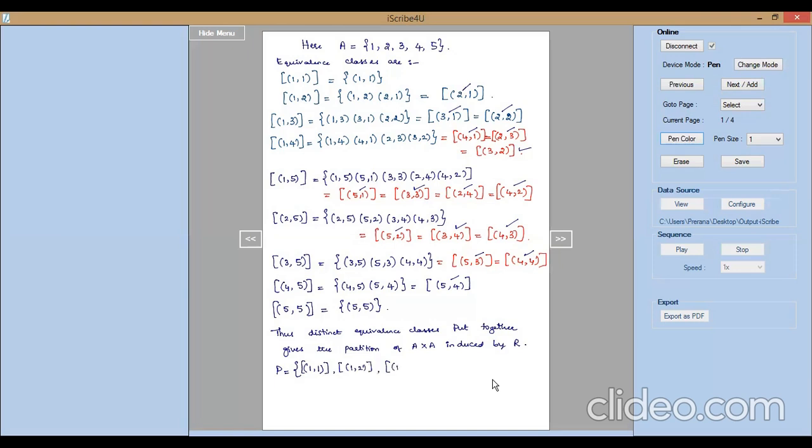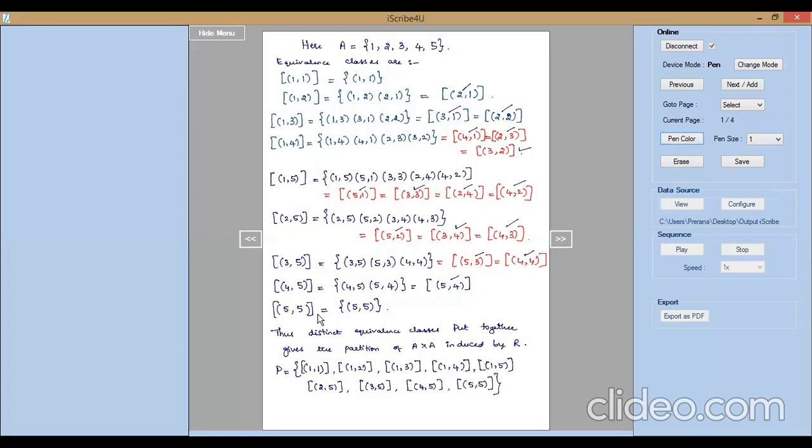All the equivalence classes you have to write down. Equivalence classes are in terms of the big brackets, so without brackets you should not write them down. And small brackets are to represent the ordered pairs. So 1, 4 followed by 1, 5. Then we have 2, 5, 3, 5, 4, 5, and finally 5, 5.